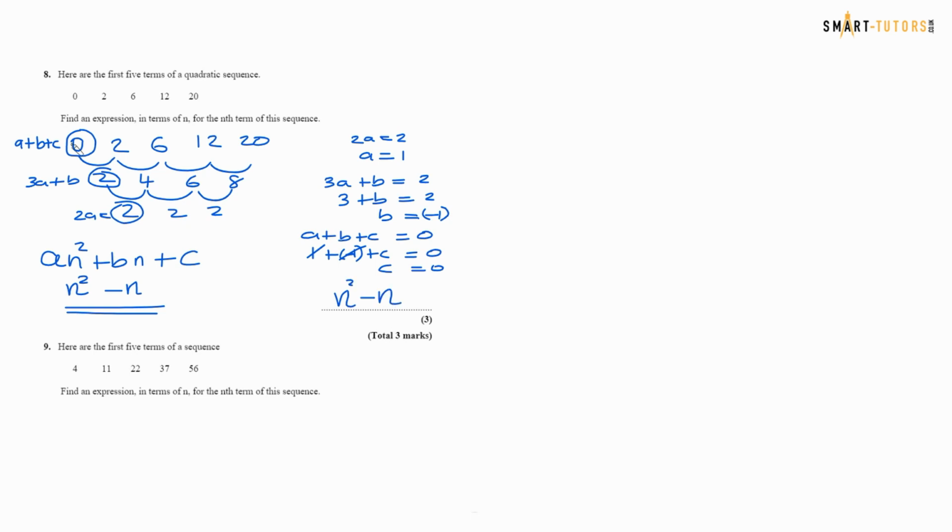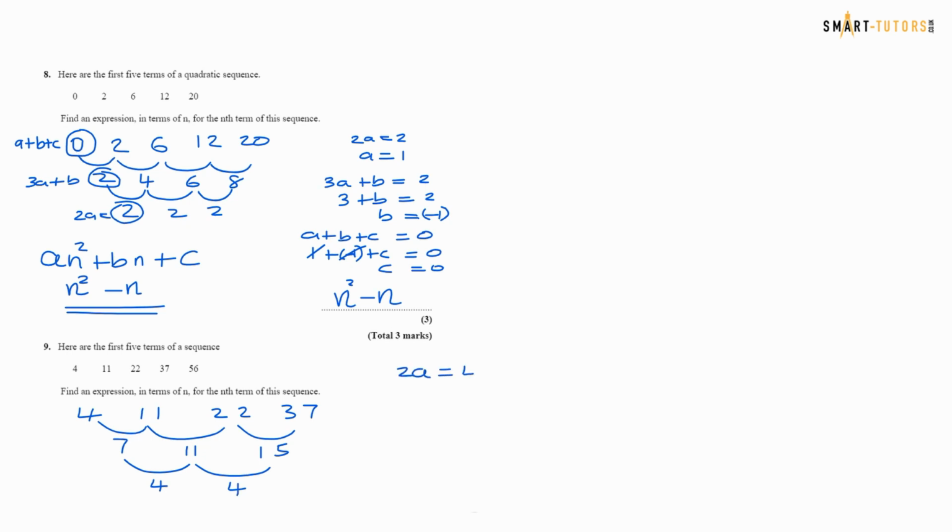The second question, question number 9. Here are the first 5 terms given, find the nth term. So pretty much the same as question number 8. Let's start with our steps: 4, 11, 22, 37. That's more than enough. The differences are 7, 11, and 15. So the second difference is 4 and 4. So let's start with our work.